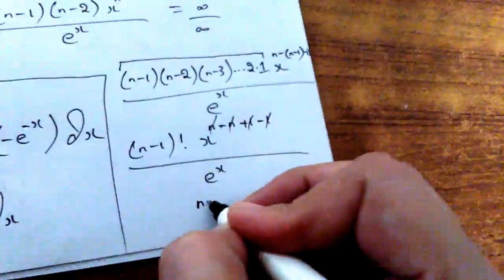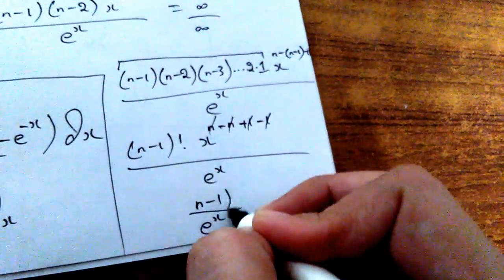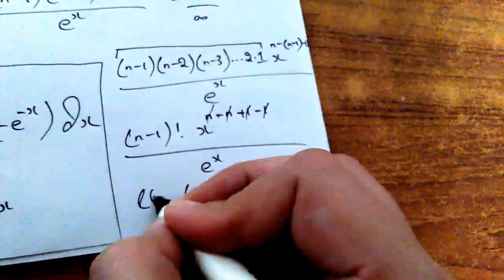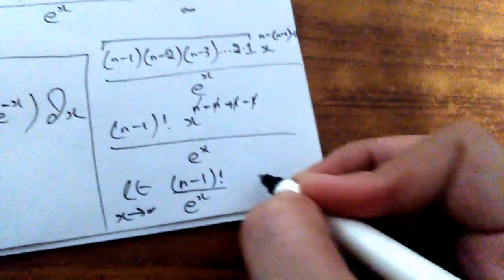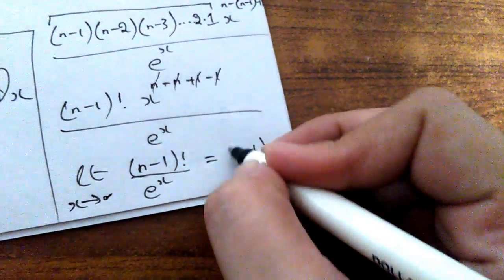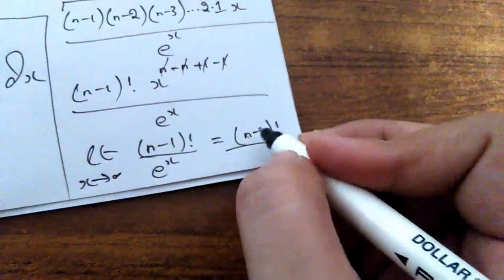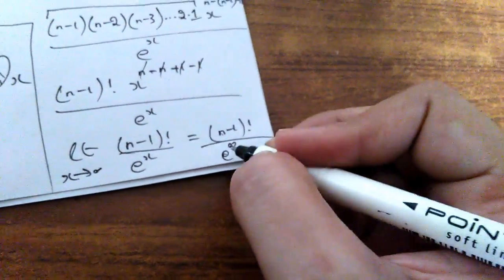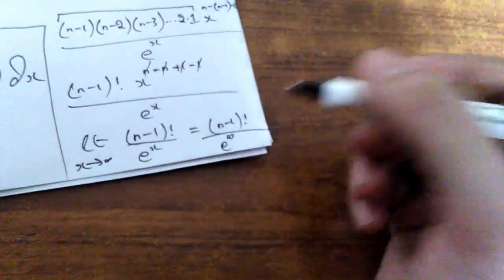So the final form that you have is this. Now you apply the limit. Once you apply the limit, you have n minus 1 factorial, a number, in the numerator, and over here you have infinity in the denominator, which will turn this thing into 0.